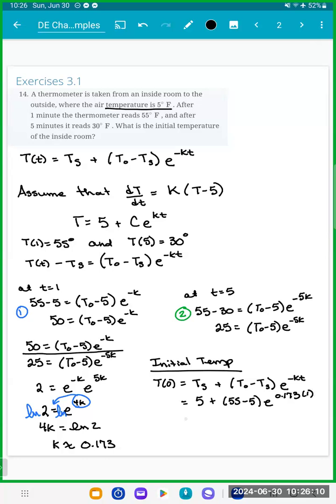So this is going to give us 5 plus 50 times 1.188. So that's going to give us an initial temperature of approximately 64.4 degrees Fahrenheit.